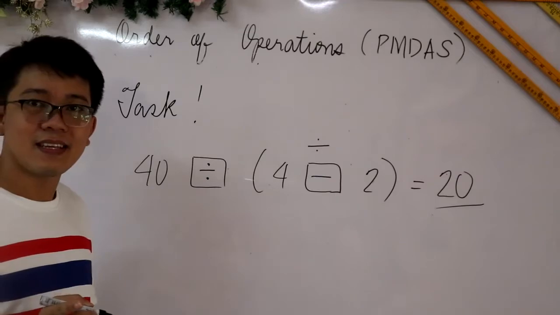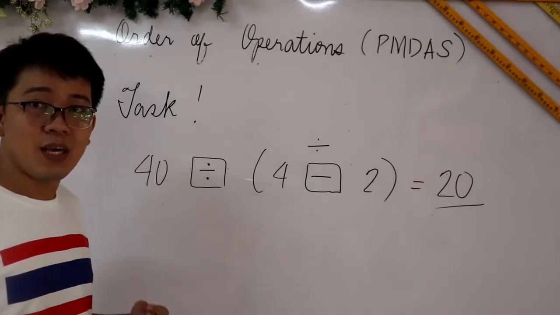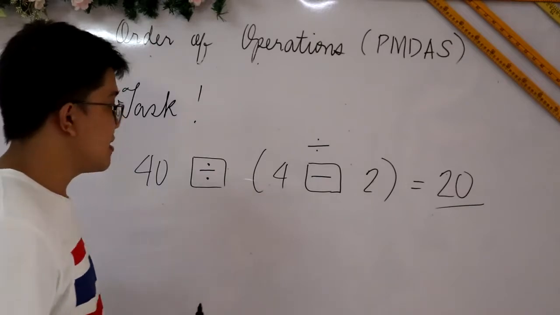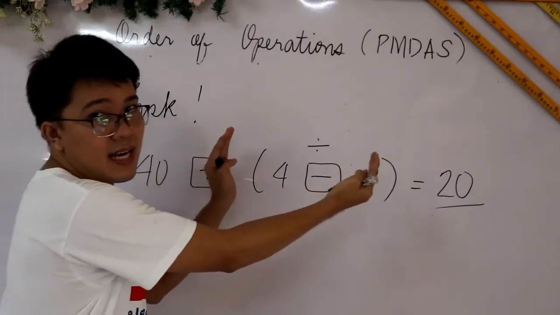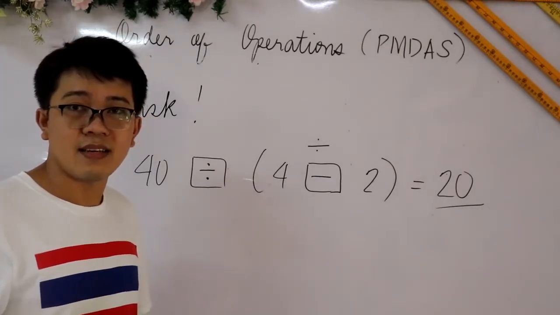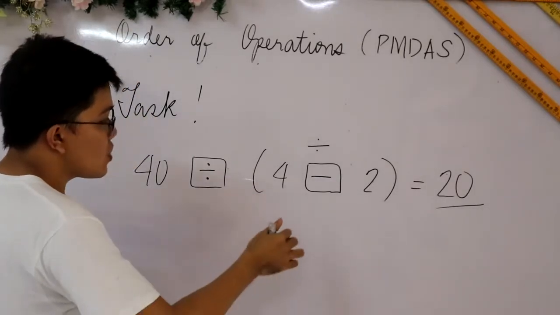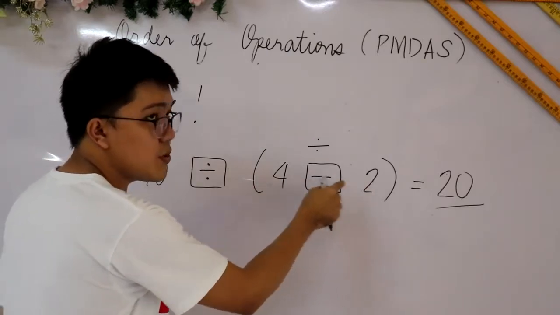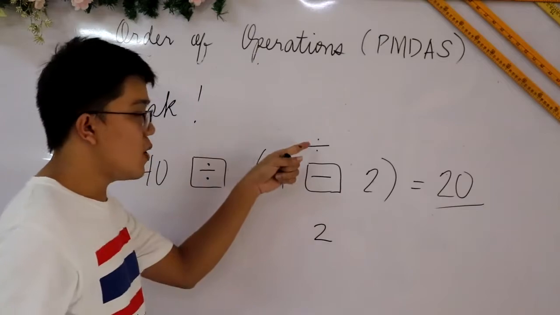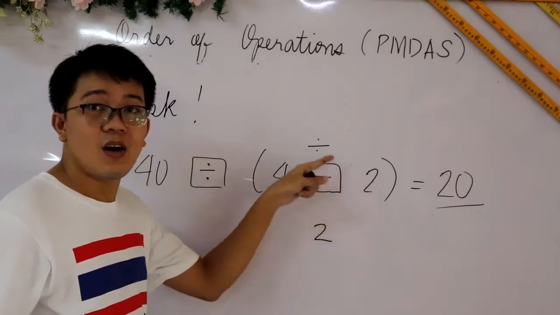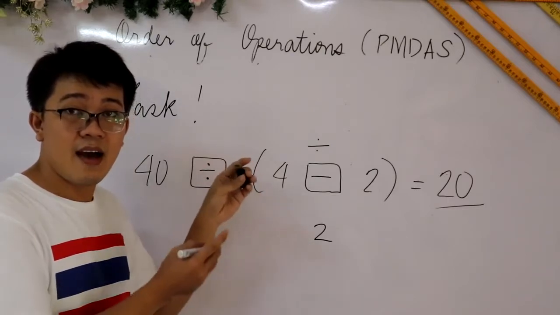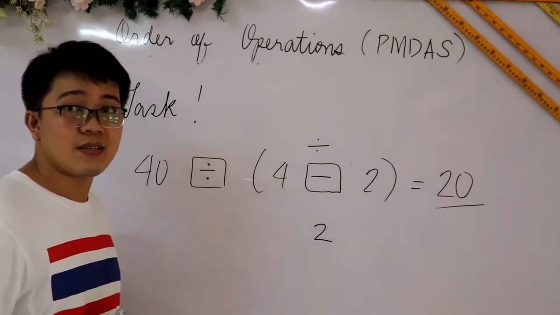Did you get it? Now let's check if we placed the correct operations. Since there are parentheses here, we're going to do the operation inside the parentheses first. What is 4 minus 2? It's 2. Or 4 divided by 2. 4 divided by 2 is also equal to 2. That is why we have two possible operations here.